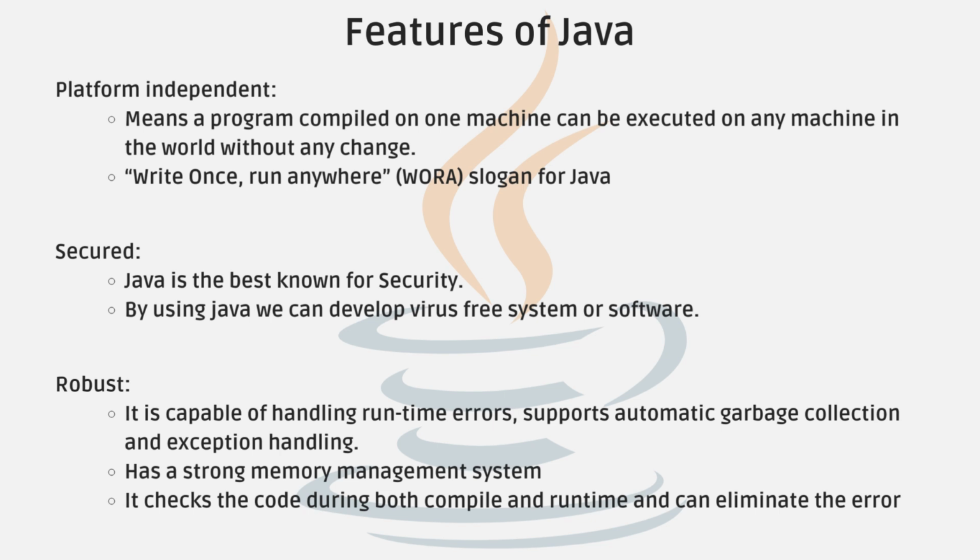The next is Java is robust. It can handle errors and exceptions. It has automatic garbage collection, plus it's got a strong memory management system that keeps everything running smoothly. Okay, so Java checks your code both when you are writing it and when it's running. It catches errors before they cause any trouble. So it's also one of the best features of Java.